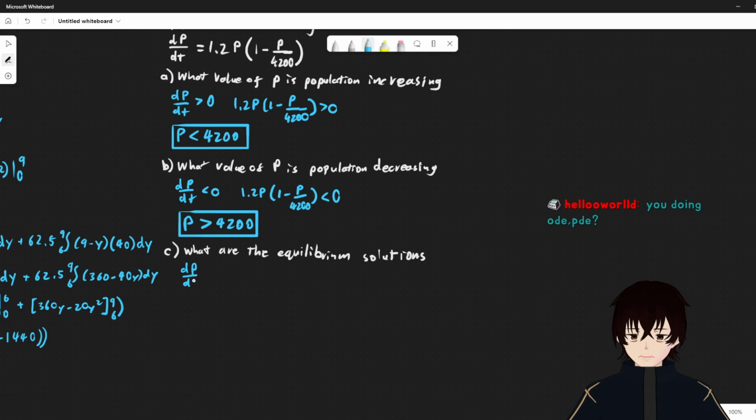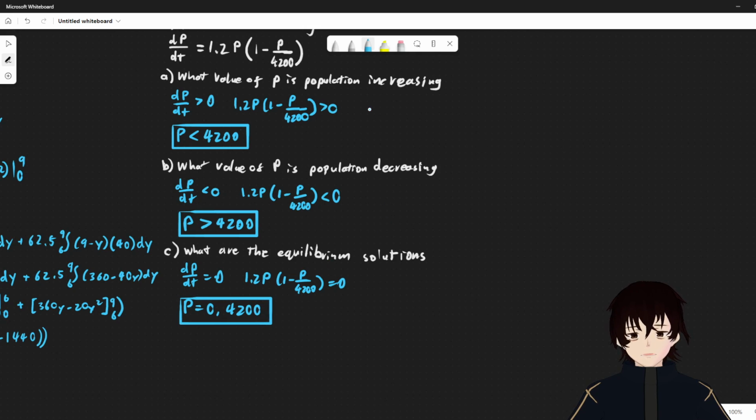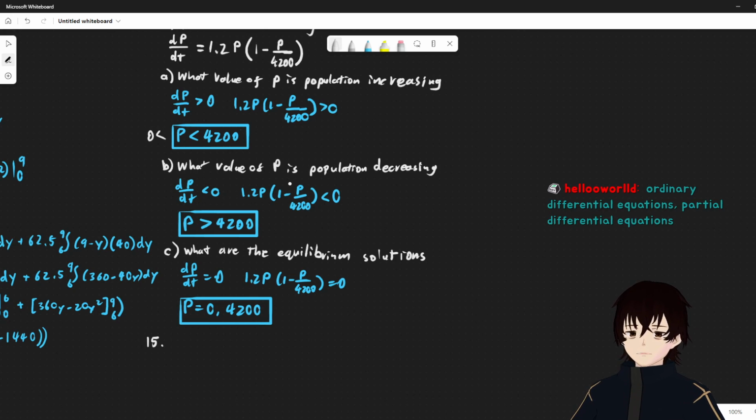So equilibrium solution, this is equal to 0. Therefore, the model has to be equal to 0. P is equal to 0 or 4,200. Fantastic. Moving on to number 15. Oh, let me double check the answer. And yeah, of course, that is the answer. I guess I should have put greater than 0.